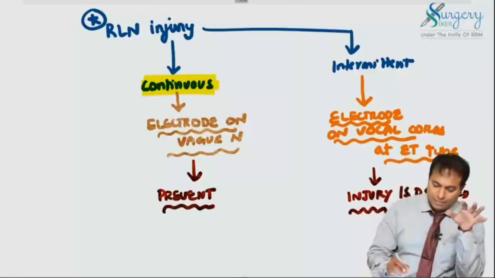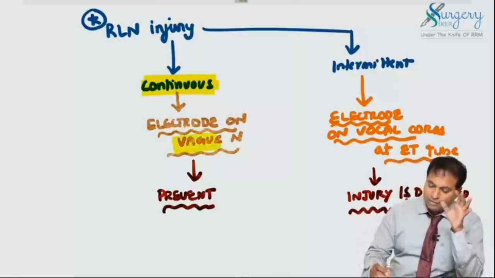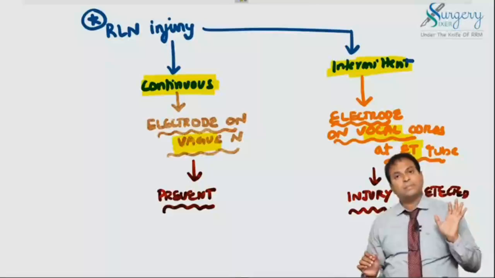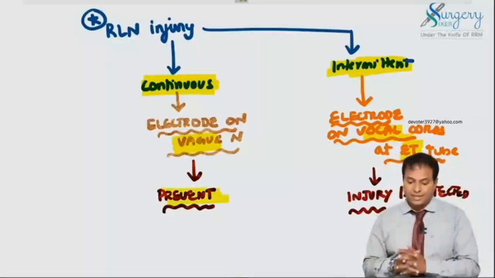So the question which can come in the exam is: for continuous monitoring of the recurrent laryngeal nerve, where will you keep the electrode? On the vagus nerve. For intermittent monitoring, where will you keep the electrode? I will keep it in the ET tube near the vocal cords. Continuous monitoring will prevent the injury, so it is better to have continuous monitoring during surgery. But practically none of us is doing this, only for MCQ.